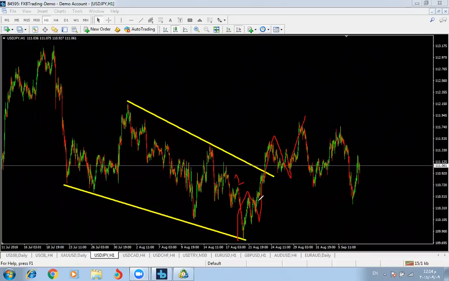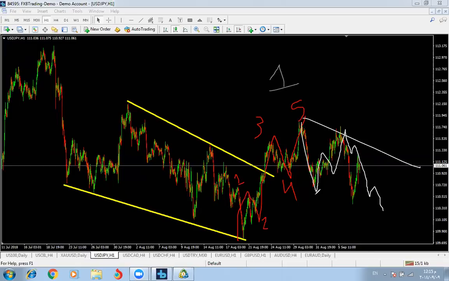1, 2, 3, 4, and 5. Okay, and the whole structure is wave 1. And as I told you in the last video, we have an impulse to the downside for wave 2 in the form of 5 legs. This is in the form of 2 legs, and the last 5 legs to the downside as shown. So the whole wave structure is a corrective flag to the upside.